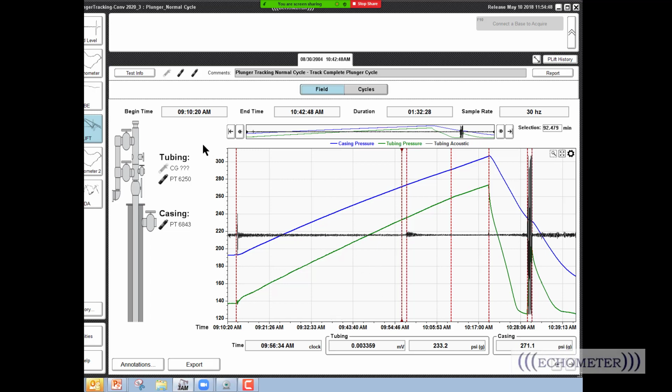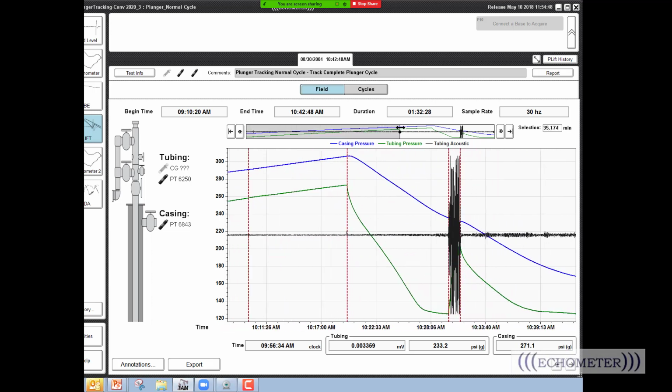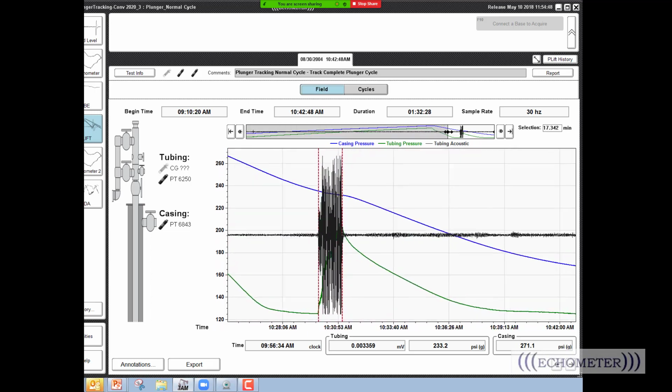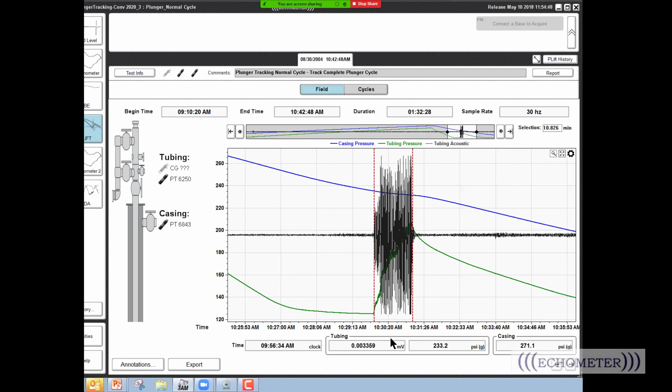Now, when you open up plunger lift and you see this screen, it's telling us that we have 92 minutes of data here. This screen right here at the very top is the entire data set. If I put my mouse right here and drag this line over, it changes what I'm seeing on the screen. If I drag it to right there and then drag this right here, I'm going to see a detailed view of when the plunger comes up. Right now, all I can see is this black fuzz, the microphone signal, and it hides the tubing pressure in the background.